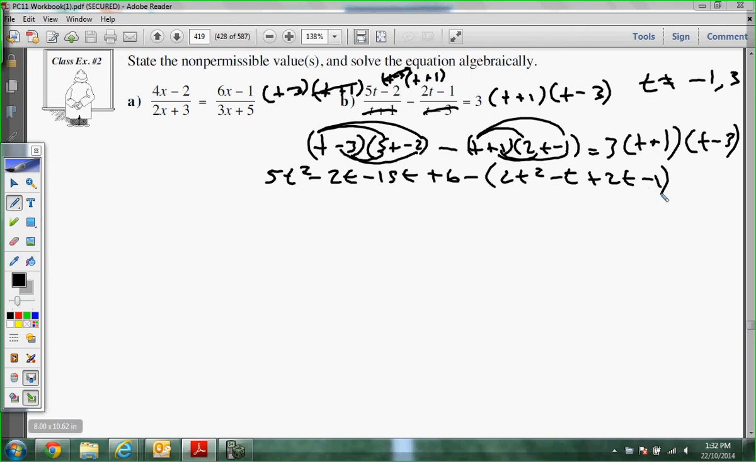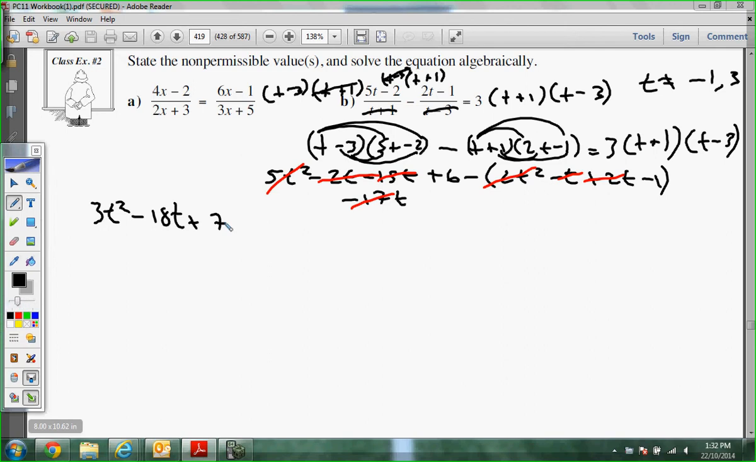Okay, let's simplify the left side first, and I'll multiply out the right side. So it's going to be 5t squared minus 2t squared, so that's going to be 3t squared. Then it's going to be negative 2t minus 15t, so that's negative 17t, minus negative 1 and 2 is 1, so minus a 1 is negative 18t. And then 6 minus a negative 1, minus a minus is a positive, so I get 7. So my left side is that right there.